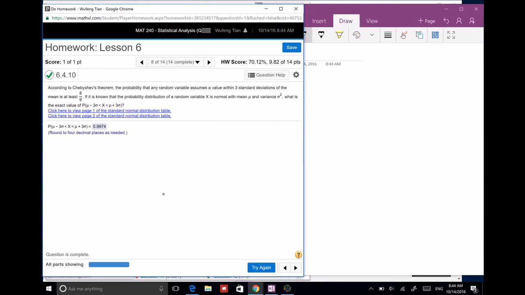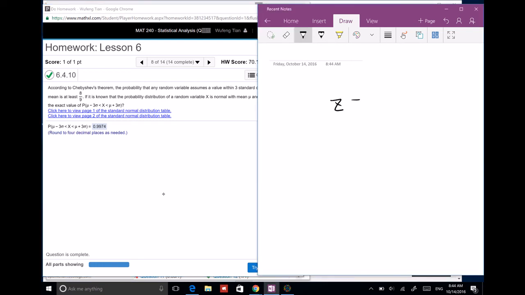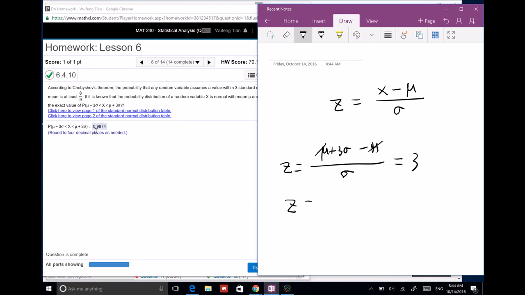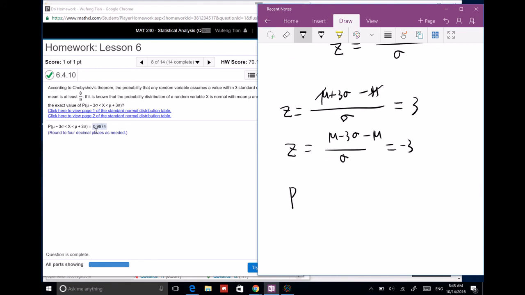Next, the part bigger than negative three sigma and less than three sigma. So this one is much simpler. You don't have to do a lot of work. z equals x minus mu over sigma, right? Now x is mu plus 3 sigma, so (mu plus 3 sigma minus mu) over sigma. Mu cancels out, and 3 sigma over sigma is 3. And the other one is (mu minus 3 sigma minus mu) over sigma, and this is negative 3. So the probability asks what is z less than 3 and bigger than negative 3.